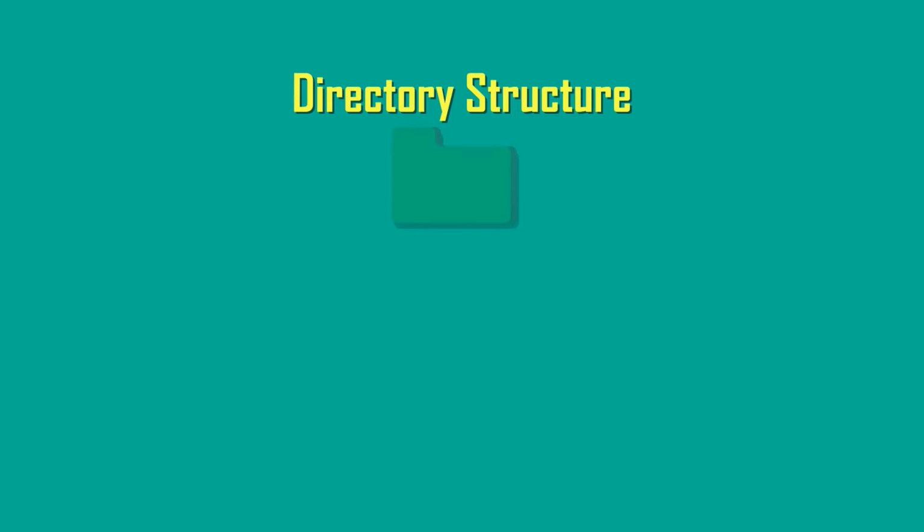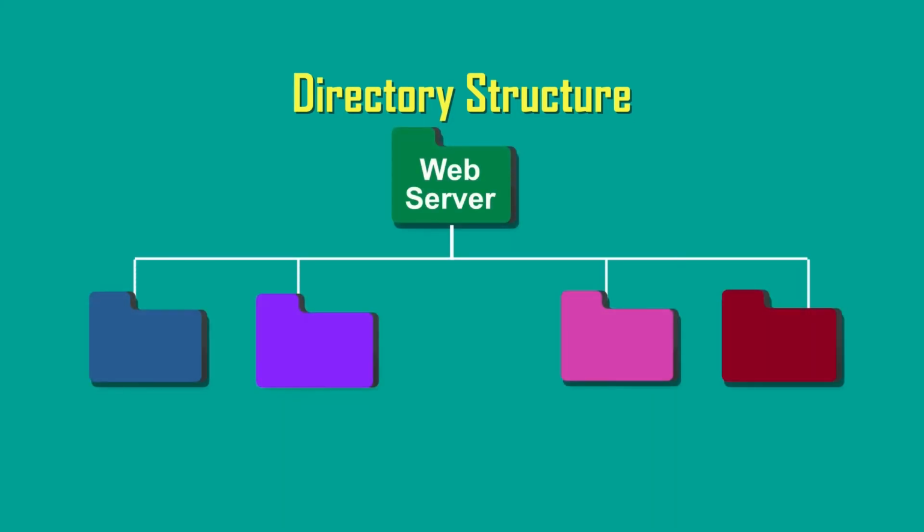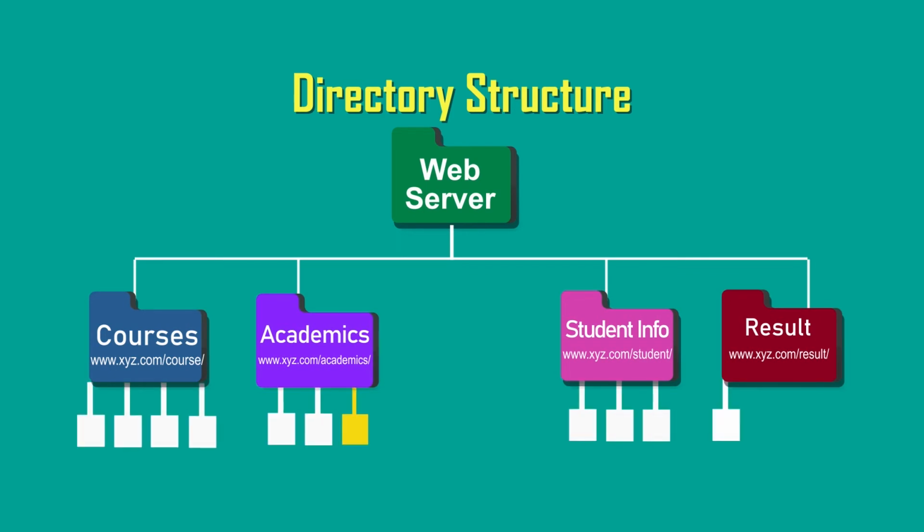It has the topmost level on the web server, then it has four directories: courses, academics, student information and result. These directories have their own subdirectories that have file names like text.html, text2.html, a picture file, an index file, etc.